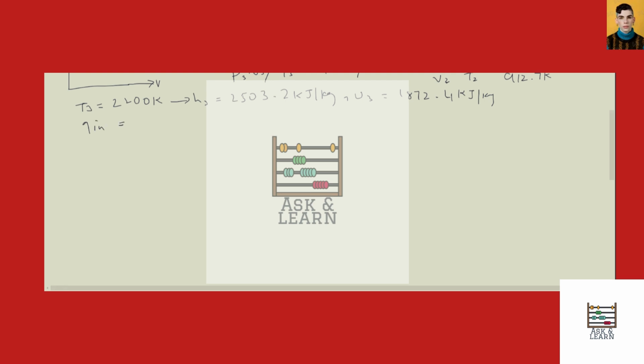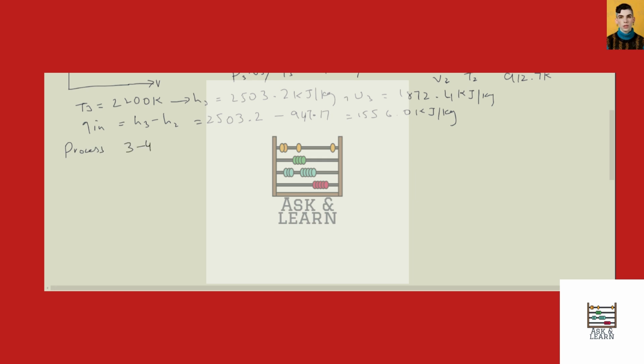Q input is equal to H3 minus H2, that is equal to 2503.2 minus 947.17. This is equal to 1556.0 kilojoule per kg.